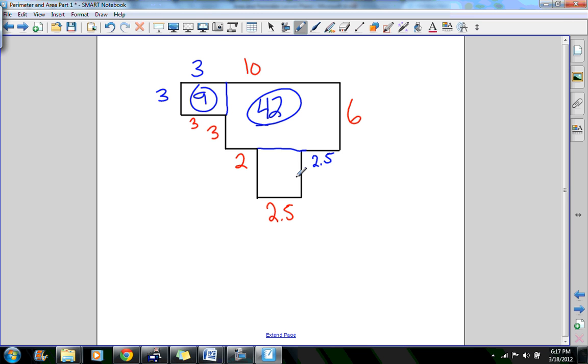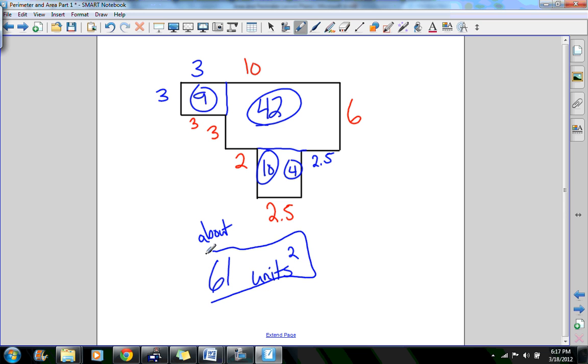So I would say that this piece looks like it's 6. I'd say this piece is about 4 here. So let's say it's 4. So make this 10. So it'd have to be about 61 units squared. Now, I messed up because I didn't give you this, but if you're finding a question like that on a quiz or test, make sure you ask me.